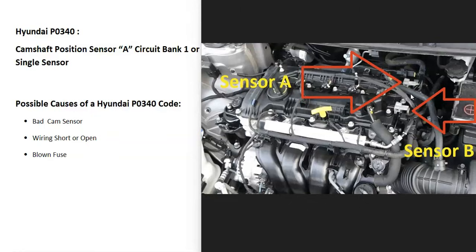So it's always a good idea to look up a diagram for your specific Hyundai to know for sure what's going on, where all the sensors are located and things like this. But sensor A is usually going to be on the intake, and sensor B is usually going to be on the exhaust.